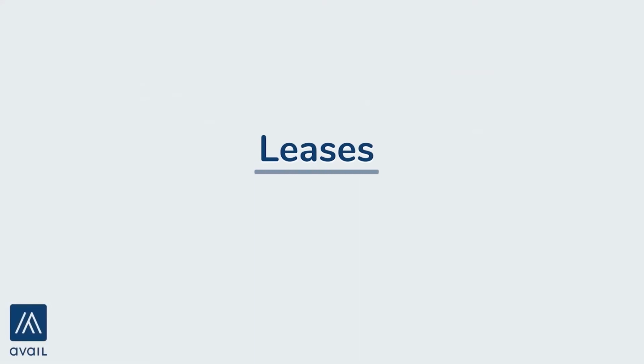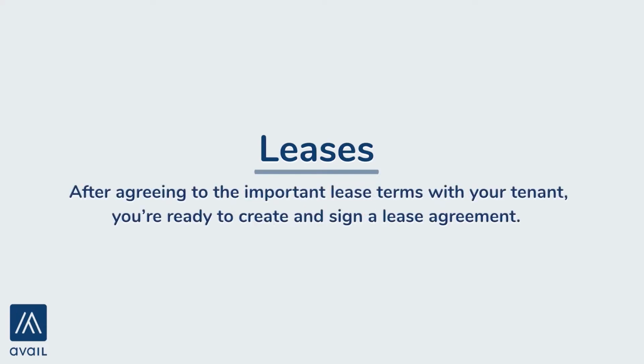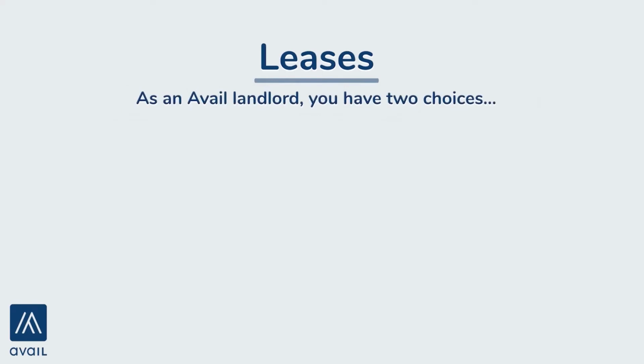Now that you've successfully reviewed and screened your prospective tenants, it's time to draft a lease. You can use the state-specific lease templates Avail provides for free. After agreeing to the important lease terms with your tenant, like dates of occupancy, monthly rent, and security deposit, you're ready to create and sign a lease agreement. As an Avail landlord, you have two choices.